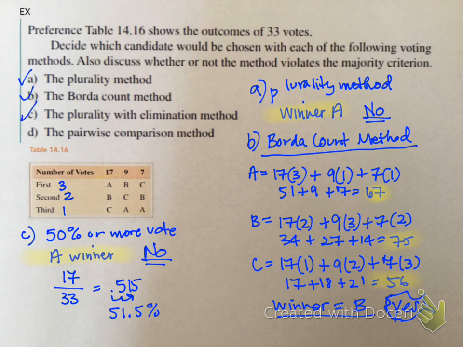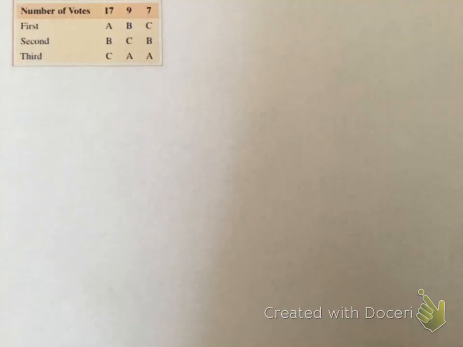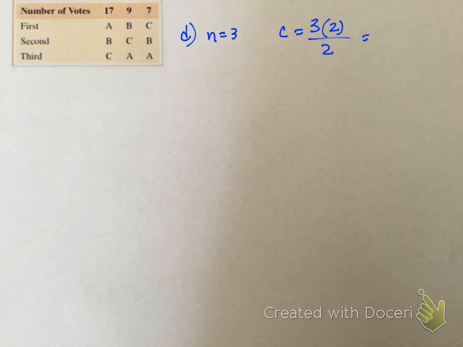Okay, now we have the pairwise comparison. Okay, so pairwise comparison, I'm going to put D here. Remember, that's versus. So those are rounds that we have to do. So we have 3 candidates, so n equals 3. And to figure out how many rounds we have, we take 3 times 3 minus 1, which is 2, over 2. So remember, the formula is n times n minus 1 over 2. So I get 6 over 2, so we know we have 3 different rounds.